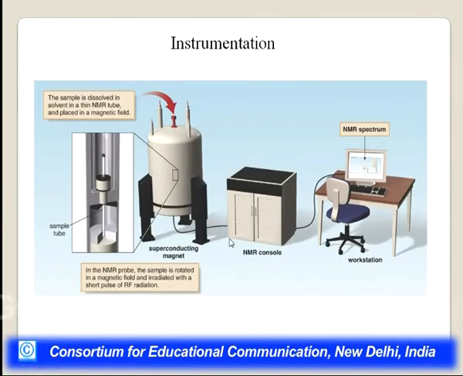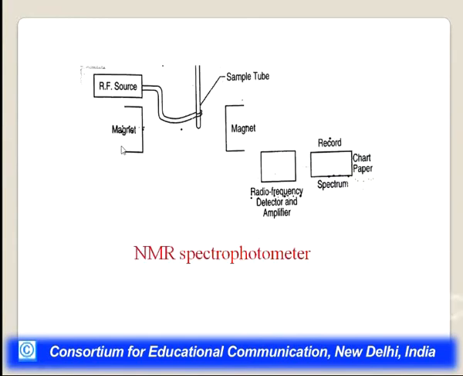Here you can also see this is the superconducting magnet, and here you can see this is the sample tube, and the sample is dissolved in a solvent in a thin NMR tube and placed in a magnetic field. Or here you can also see these are kinds of representation. You have to apply an external magnetic field with the help of these magnets.